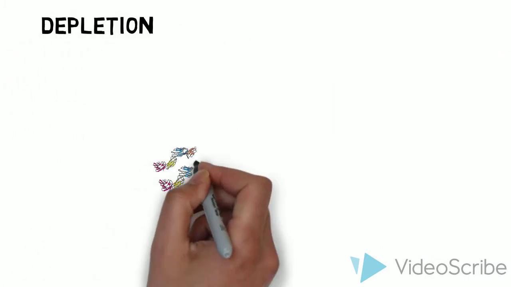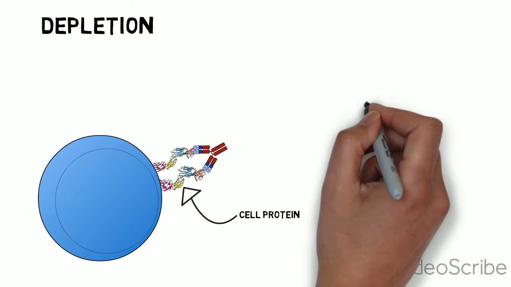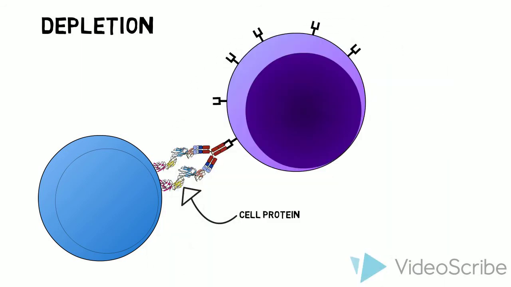Depletion is another mechanism for targeting disease. Here we have cell surface proteins. Antibodies come along and tag these cells, and this allows for further binding by cytotoxic T cells. This ultimately results in cell death. This mechanism of action is particularly effective in the treatment of cancer.